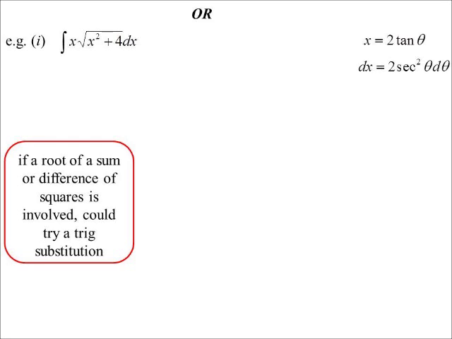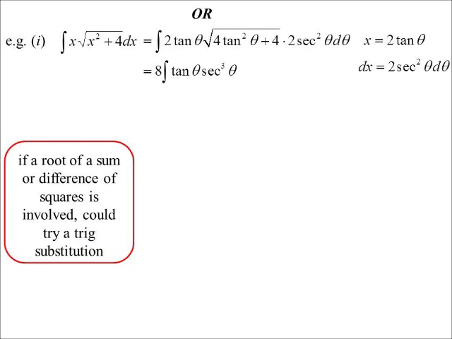So let's substitute in. Now let's look closely at what I've substituted in for. Out the front, I had x, so that became 2 tan theta. Underneath the square root sign, I had x squared plus 4, so that becomes 4 tan squared theta plus 4. But then I've also got this dx. Well, dx becomes 2 sec squared theta d theta.